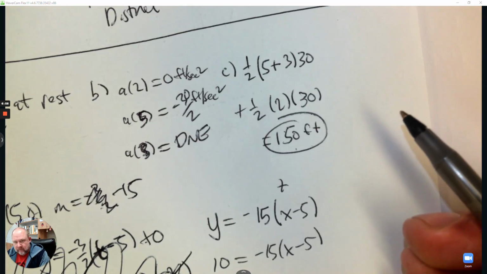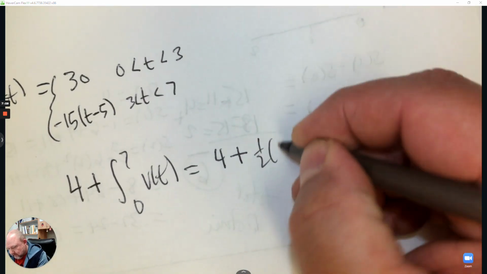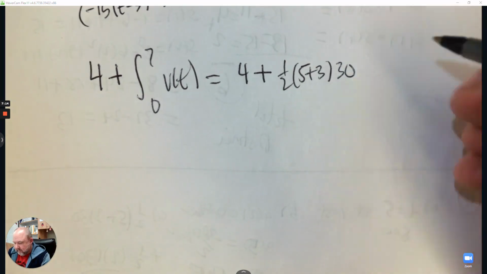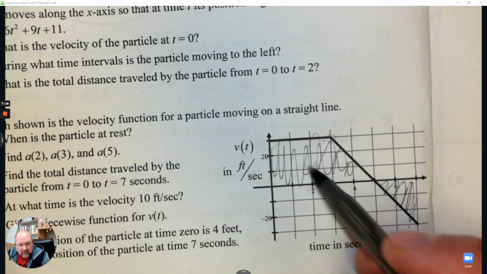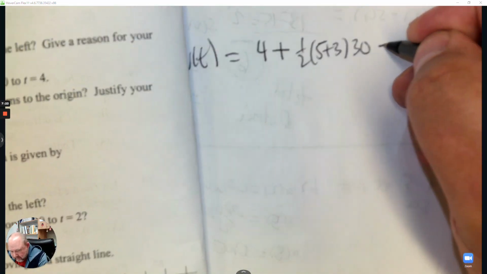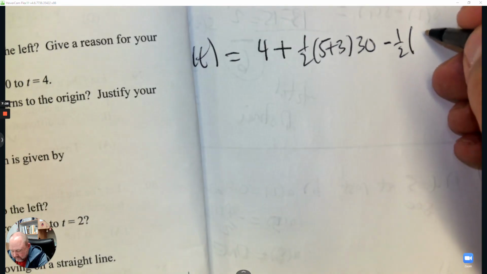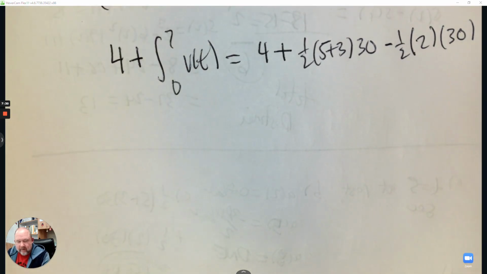which was, oh, you know what? But this one we need positive and negative. So the positive part was 1/2 5 plus 3 times 30. So that's this part. Down here now, because it's not total distance, this is going to be negative. So then we subtract the triangle, and that would be the answer.